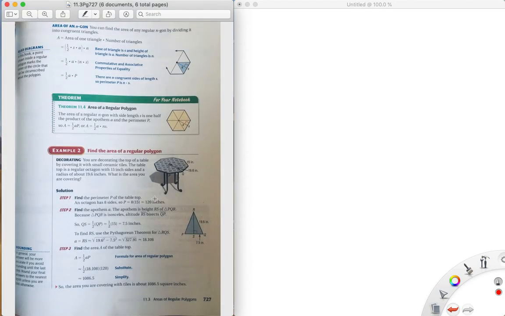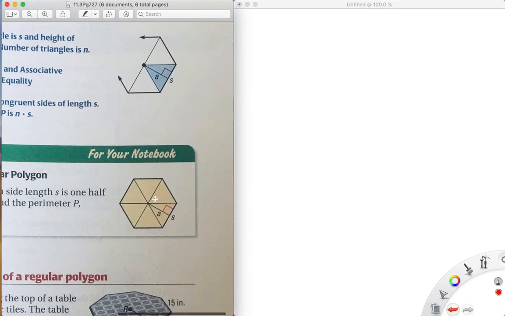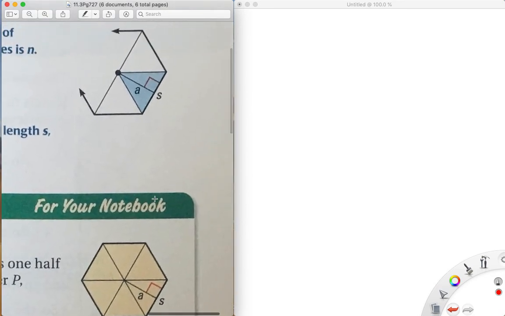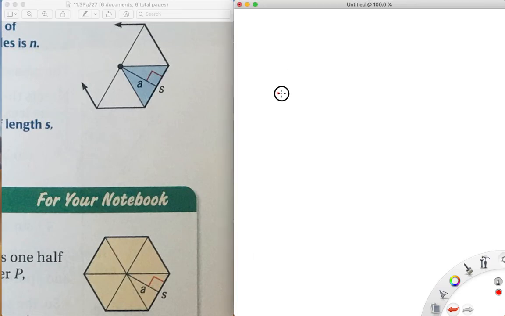Okay. Next page. How do I find area? If we look at this here, we have this regular polygon that we can cut into many, many triangles. This looks like a hexagon. So we have that triangle, which is one of many triangles within this particular polygon. We have the apothem, and it's going to be perpendicular, and it's going to cut that in half. And then we have the side.